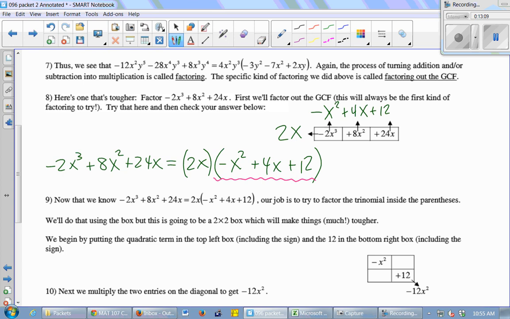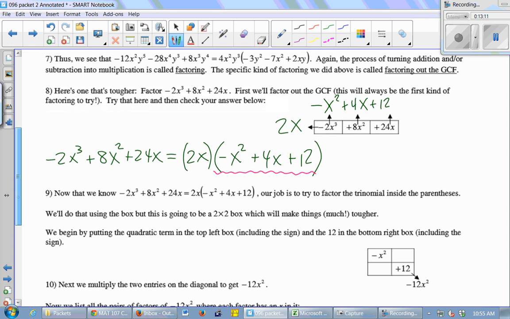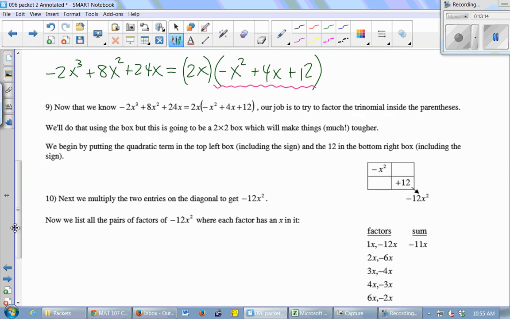Okay. So I'm going to do that using a box, but I'm going to use a 2x2 box this time. Okay. 2x2 box, which is going to make things much tougher. But not so tough that you won't be able to do it. It's not too bad.